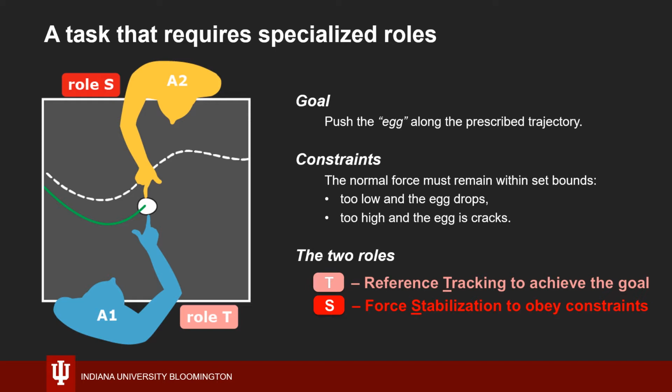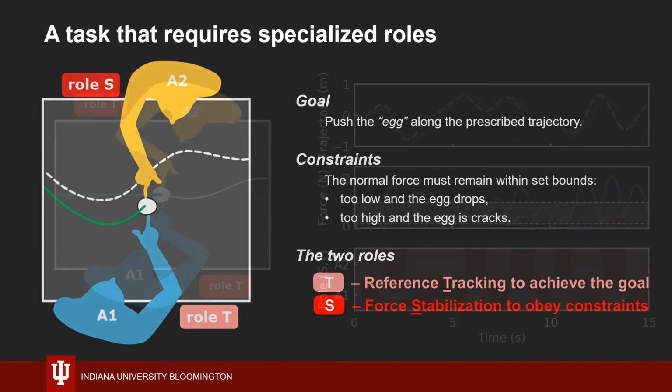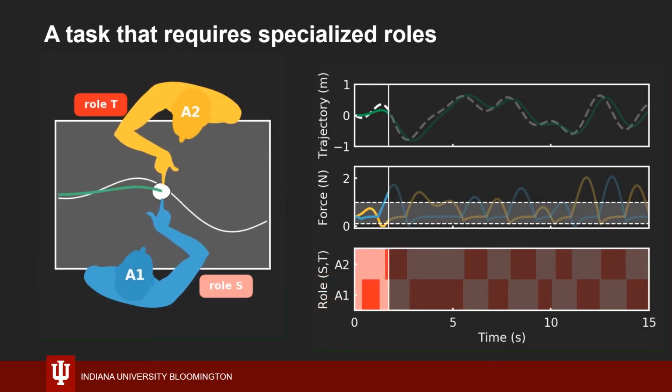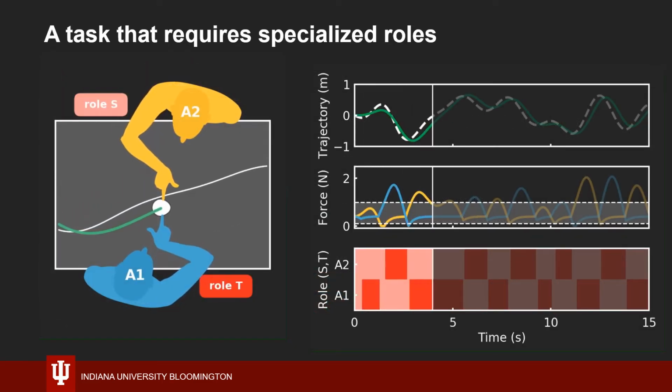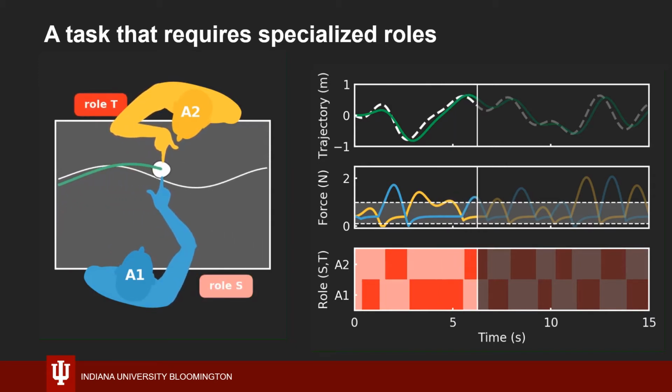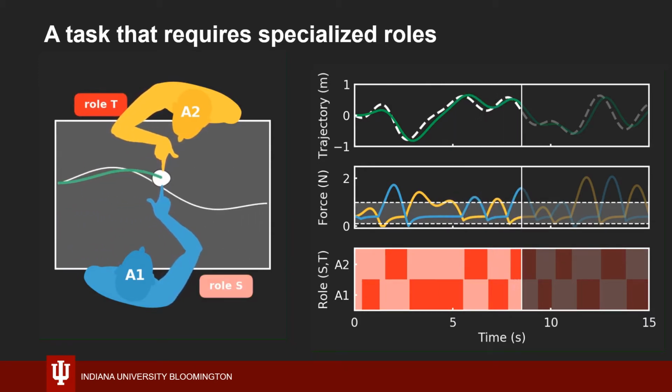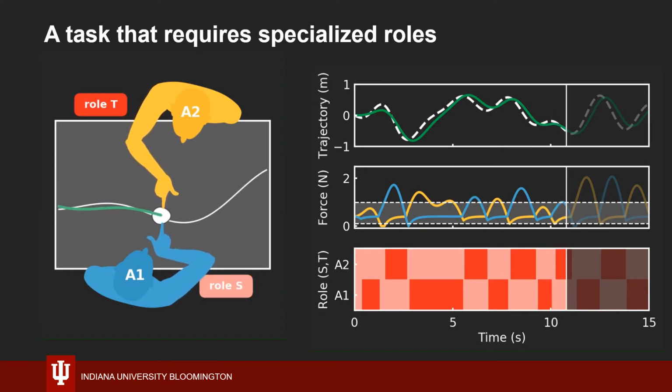Because the normal force on the egg is equal to the minimum of the two agents' forces, at any given time, only one agent affects whether the egg stays intact. Agents are imbued with two separate force controllers, one to track the reference trajectory and one to stabilize the normal force, corresponding to roles T and S, respectively. For each agent in the dyad, we evolve two switching policies based on the haptic and visual cues that determine when that agent changes their role from S to T and vice versa.